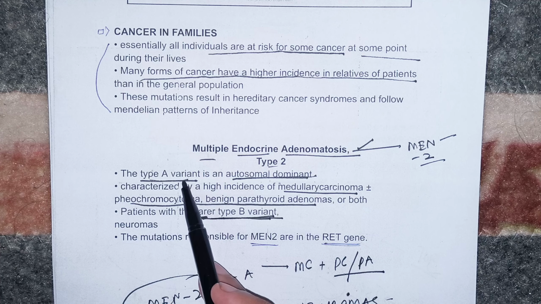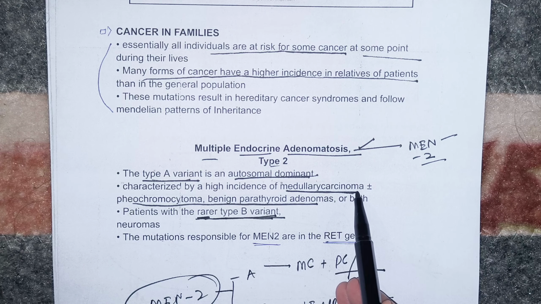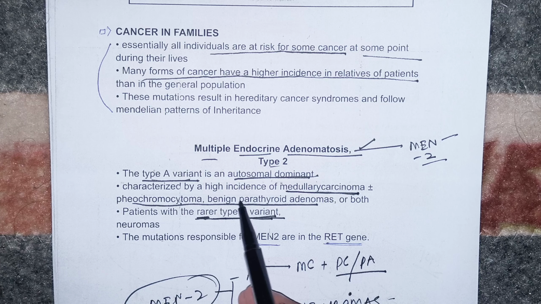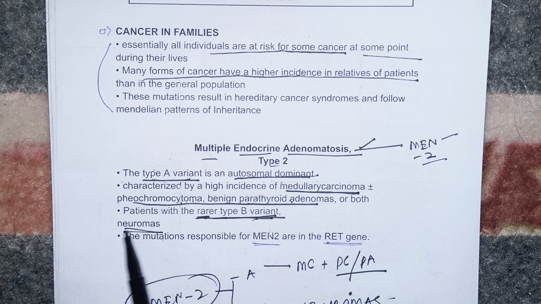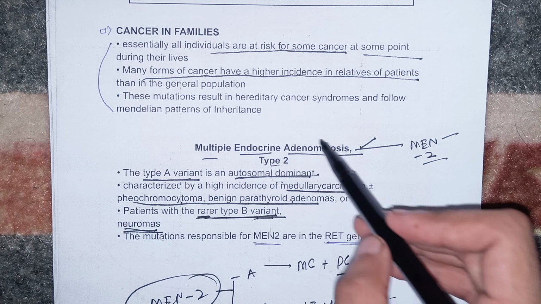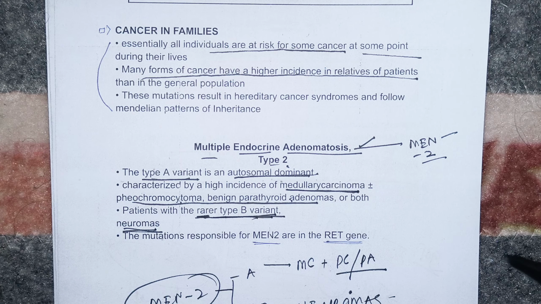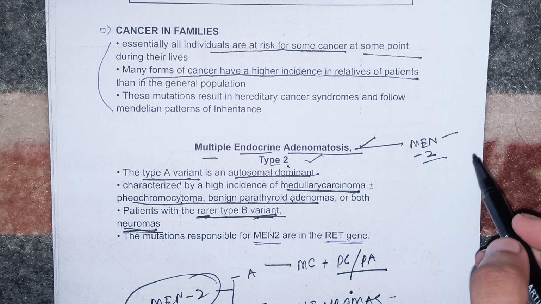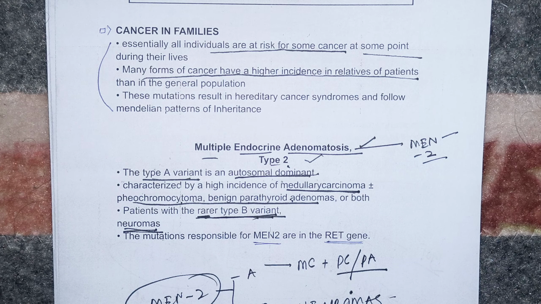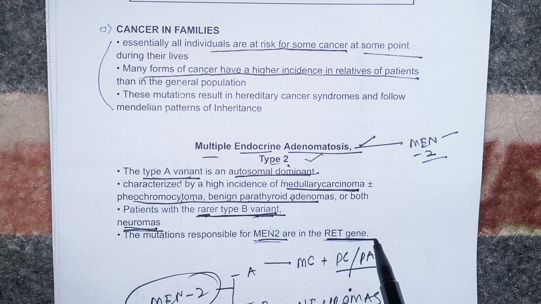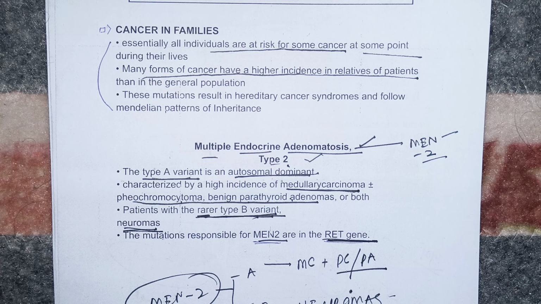Type A variant is characterized by multiple malignancies like medullary carcinoma along with pheochromocytoma or benign parathyroid adenoma, or both of these. And type B variant is characterized by the presence of neuromas. This multiple endocrine neoplasia type 2 is uncommon in the general population, but if you belong to a family where this condition is running, you are at high risk. And the mutations responsible for development of MEN type 2 are mutations in what gene? RET gene.